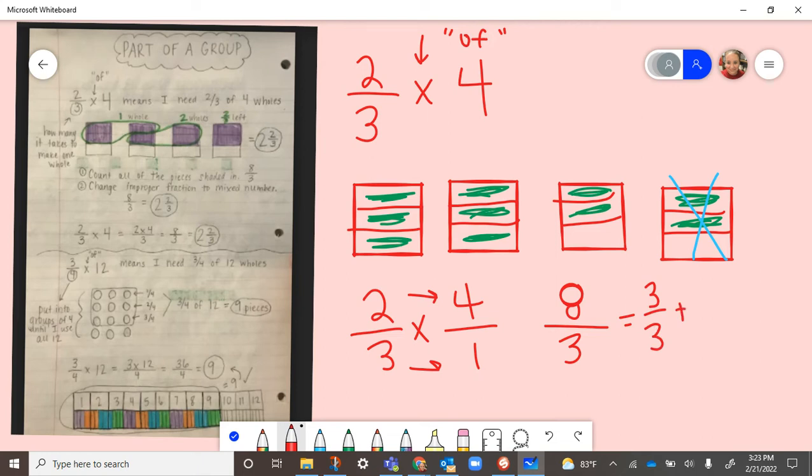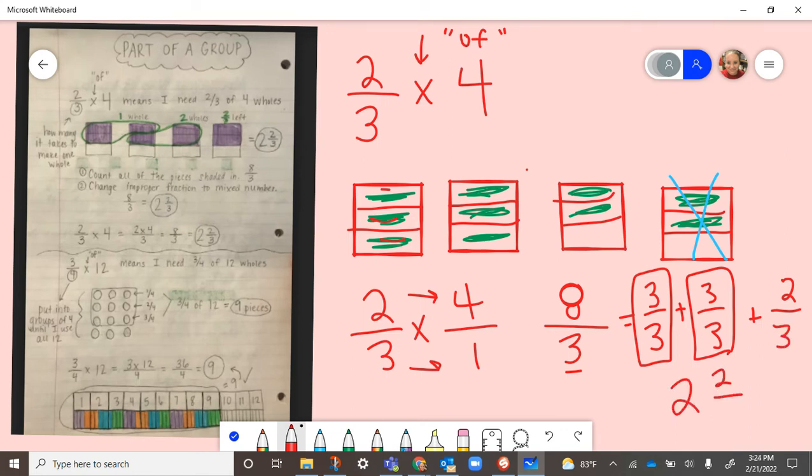So I'm going to pull out those wholes. I'm going to look at my denominator, which is 3. And so to make 1 whole, that would be 3/3. And same thing here. I had to have 3 parts out of 3 shaded in to make the 1 whole. And so I've got 8 parts, so I've used 6 of them so far. So there's 2 left over out of 3. And so that's 1 whole, 2 wholes, and 2/3.